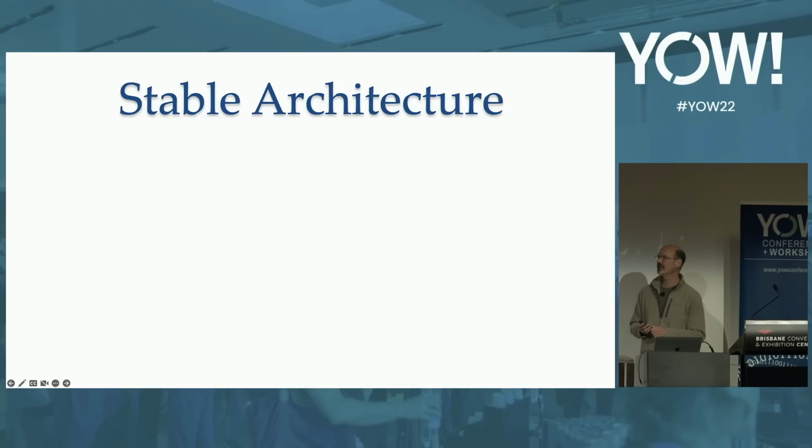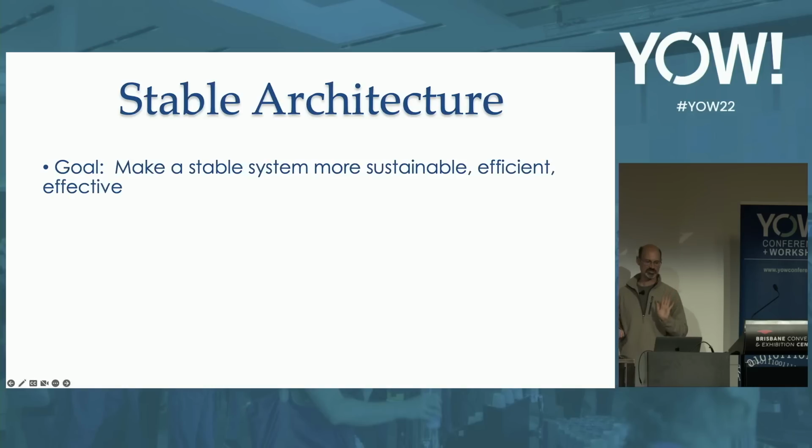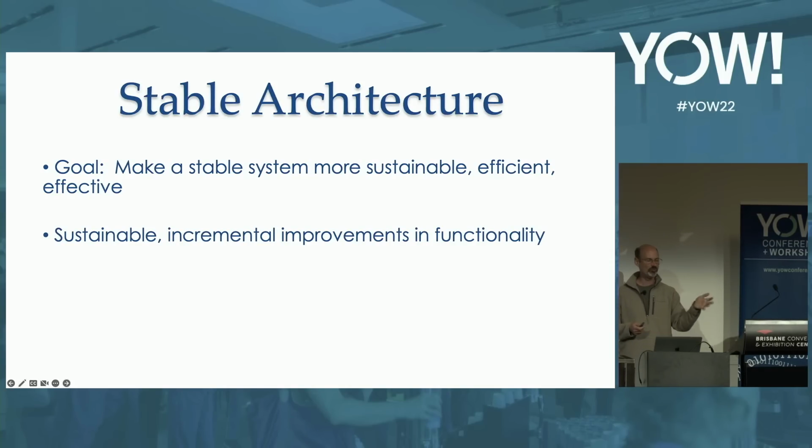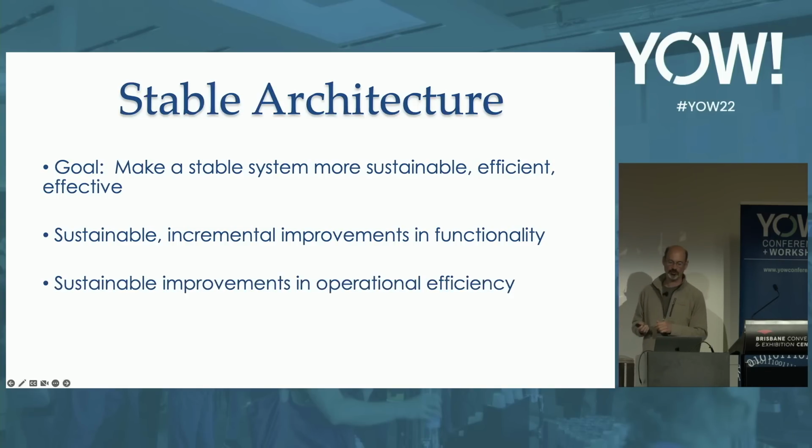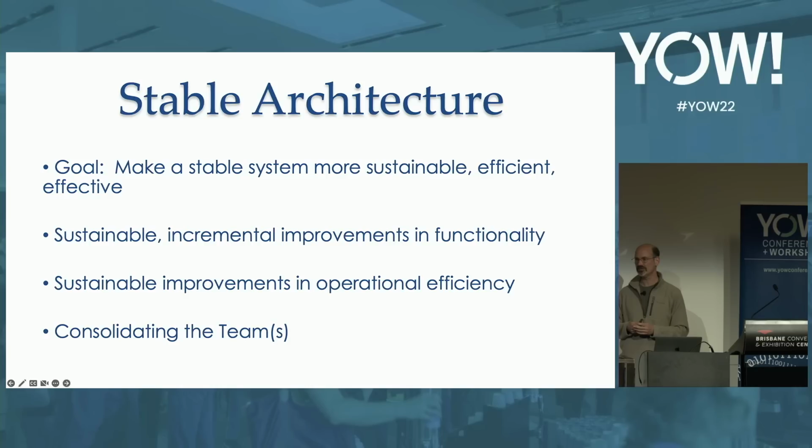And so the appropriate architectural changes that we might make here are all about stability, right? We want to take a system that's mostly stable and not changing really quickly. We want to make it more sustainable, more efficient, and more effective to maintain. So we maybe want to make sustainable and incremental improvements in functionality, but there aren't going to be a lot of them, or at least not at the same level as we were doing before. And now we also want to make sustainable improvements in operational efficiency as well. And then we're probably thinking about consolidating the teams, because again, we don't need the same level of team investment as we used to, and we can put a bunch of people on newer stuff that are earlier in those S curves.